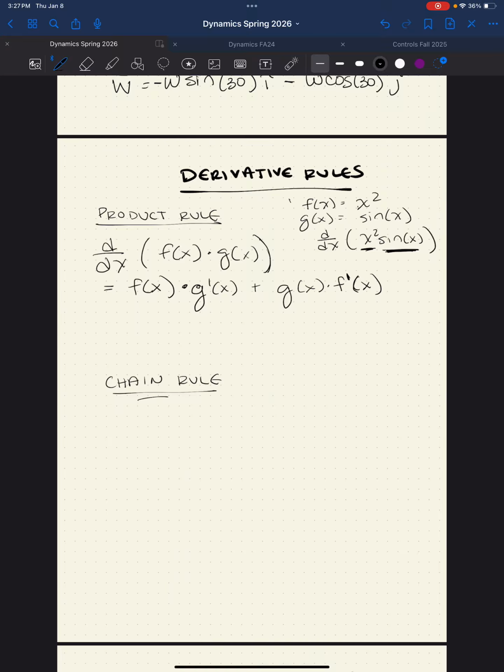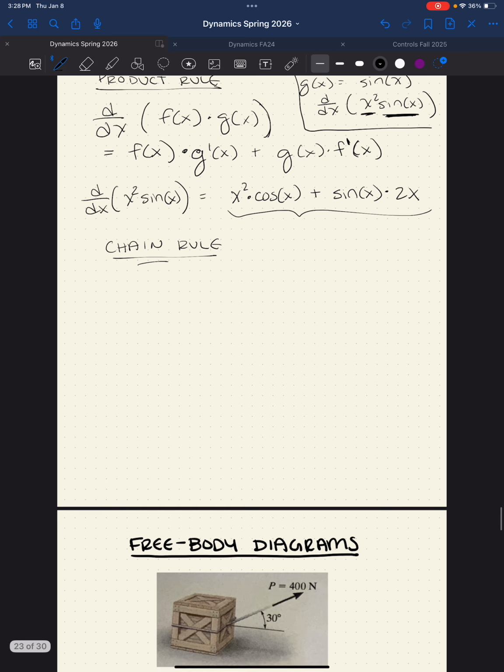Okay, so for our example up here, that would mean that d dx of x squared sine of x would be the first, which would be x squared, times the derivative of the second. The derivative of sine of x is cosine of x, plus the second times the derivative of the first. So the derivative of x squared is just 2x. Okay? So that is our product rule.